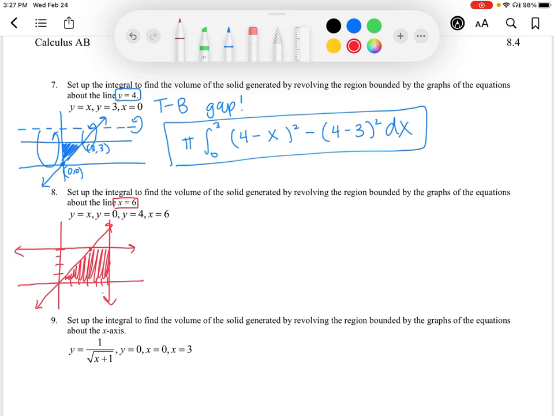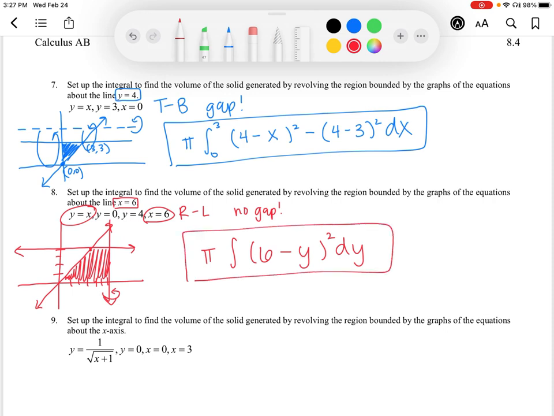And we want to revolve that around that x equals 6. So this one is going to be a right minus left, and there is no gap. So I'm going to have pi, the integral for my bounds, and then just the 1 radius squared dy, because it's right minus left. So the furthest right is that x equals 6. So I'm going to do 6 minus, and then our left is our line, which is y equals x. We want the y part, so 6 minus y. And there's our integral.